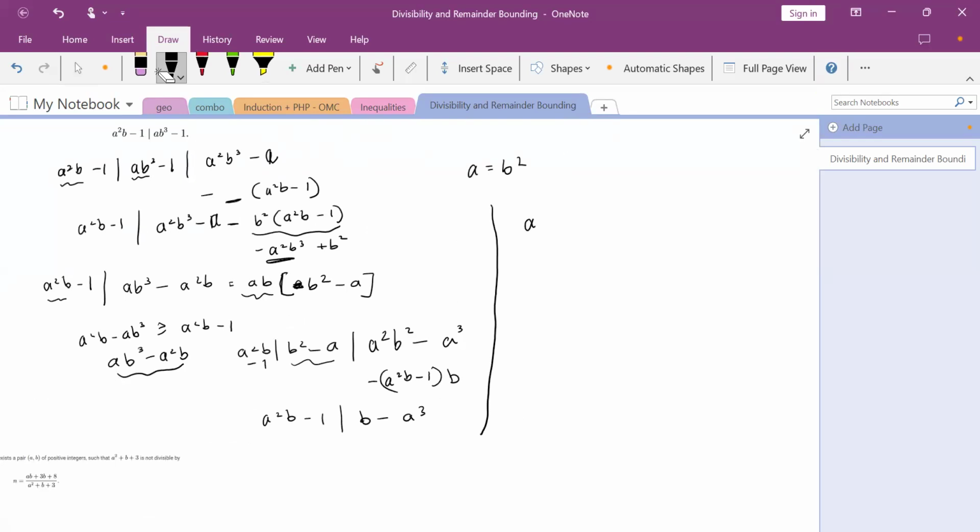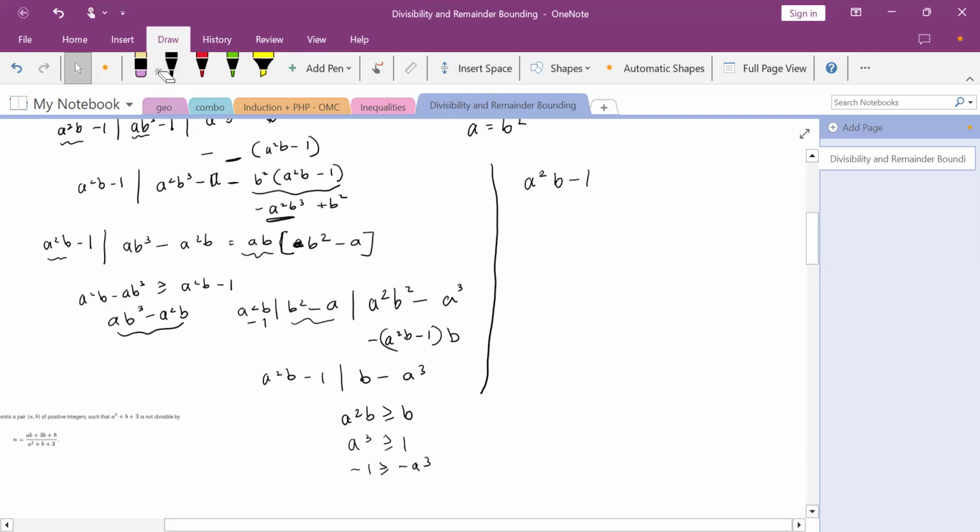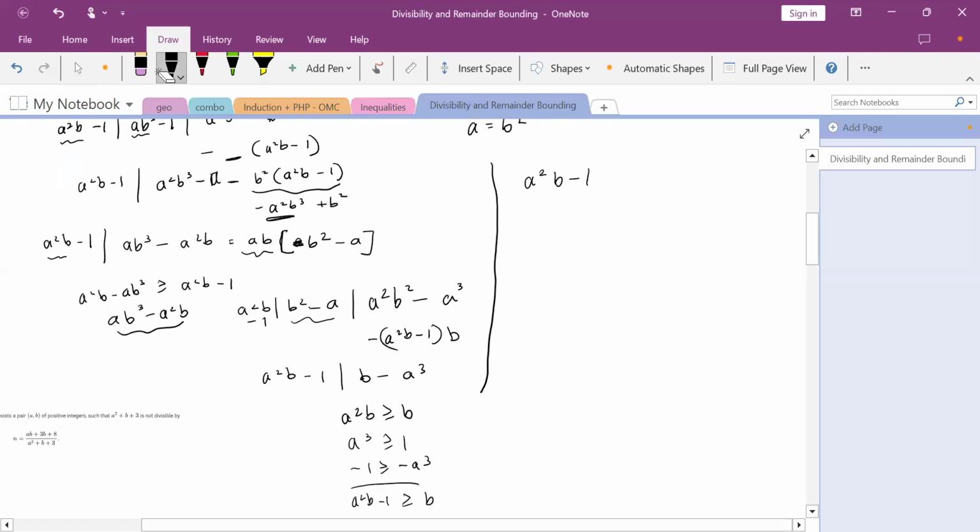No, from here I guess we are done, because a square b is greater than or equal to b. First we write it like that: a square b is greater than or equal to b. And 1 is less than, meaning a cube is greater than or equal to 1. If we add those inequalities and shift the signs, we get that a square b minus 1 is greater than or equal to b minus a cube, and hence a contradiction.